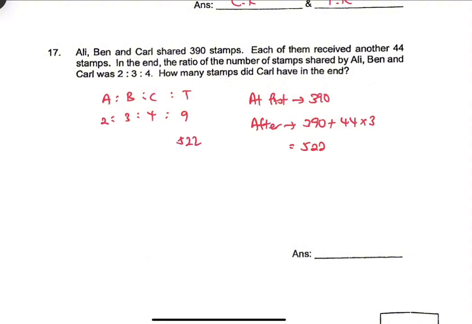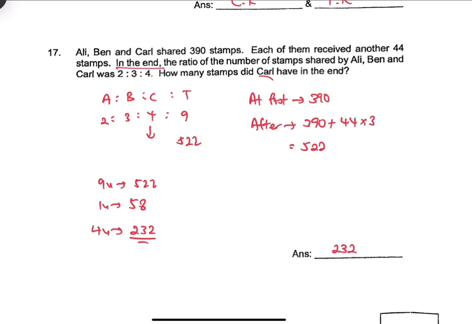Then they are asking for Carl, which is the 4 units. Now you know 9 units is 522. So we need to find 1 unit, which turns out to be 58. The question is asking for Carl in the end, so these ratios are in the end. We don't have to add the 44 later. So Carl is actually 4 units. So I have 58 times 4. That will give you 232. So that is the answer.